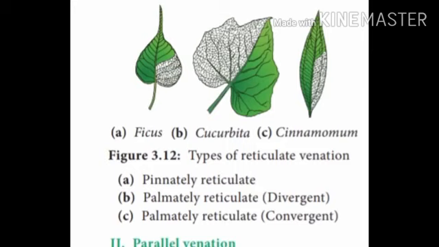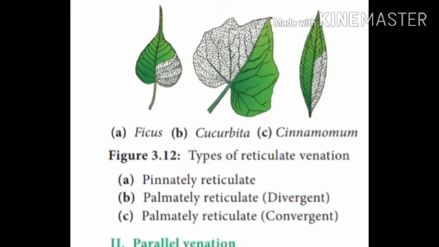On to a very important topic called venation. Venation is the arrangement of veins and veinlets on a leaf blade. The veins are arranged. Now if you see above, there are three types of leaf. All these are called palmately reticulate. Reticulate venation means a network of veins.